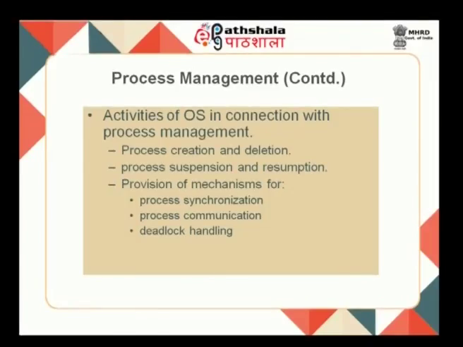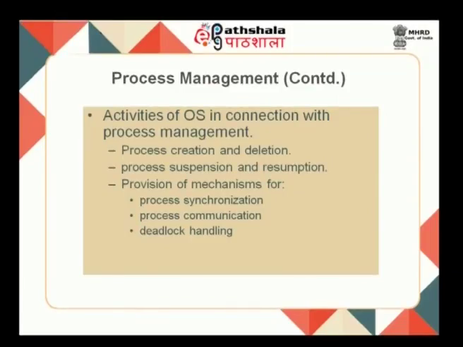And when there are many processes running in the system, the processes may have to communicate between themselves, that is, the output of one process may be given as the input of the other process and vice versa. So in that case process communication needs to take place, and facilities for this are given by the operating system.